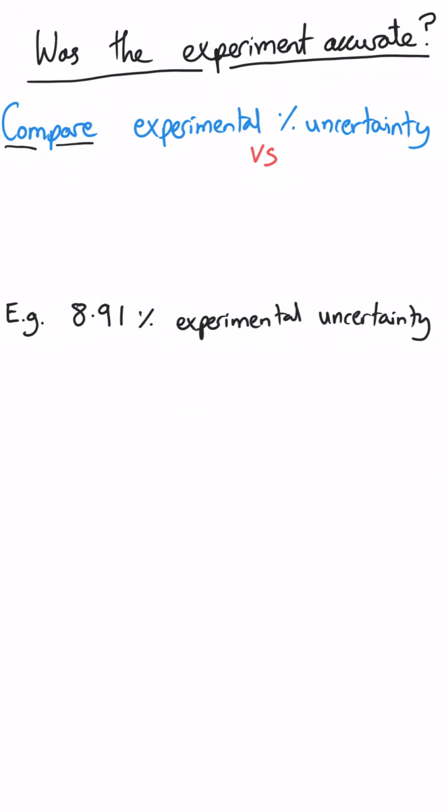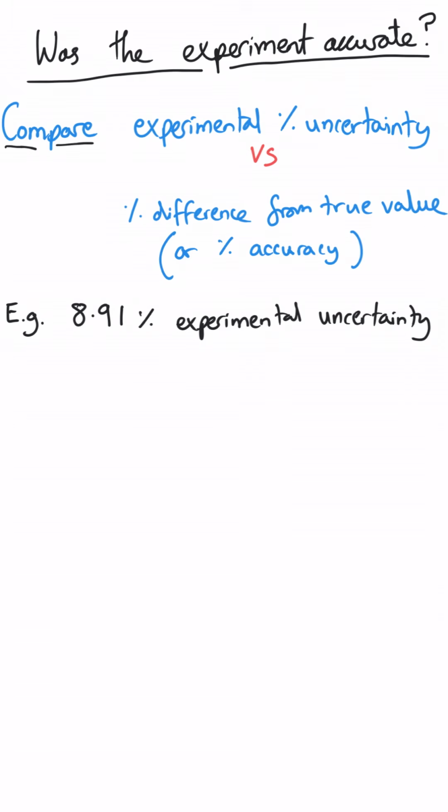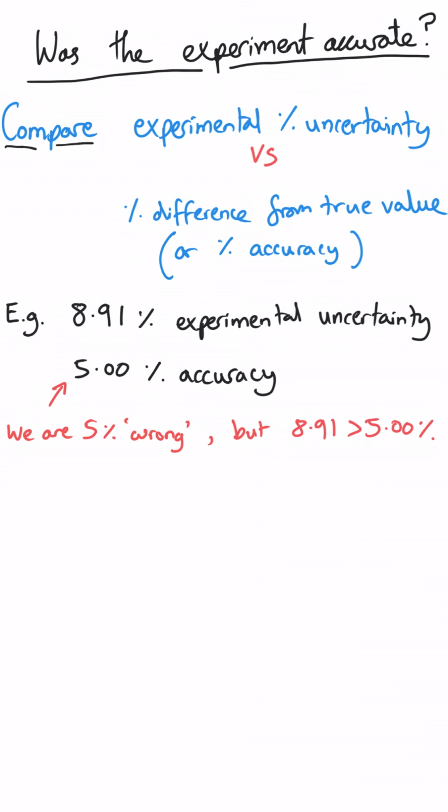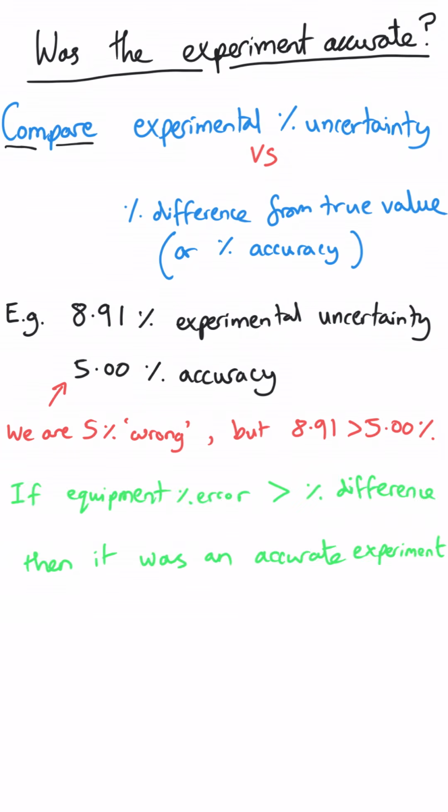And then the second thing that we need to consider is how far are we away from where we should be? So in other words, what is our percentage accuracy? And so if our percentage accuracy is, say, 5%, that means we're 5% away from where we should be. That doesn't sound great, really. But if our equipment percentage uncertainty is 8.91%, then that means we are within tolerance, so to speak. We are closer to the true value than our equipment uncertainty allows, thereby saying that this experiment is actually accurate.